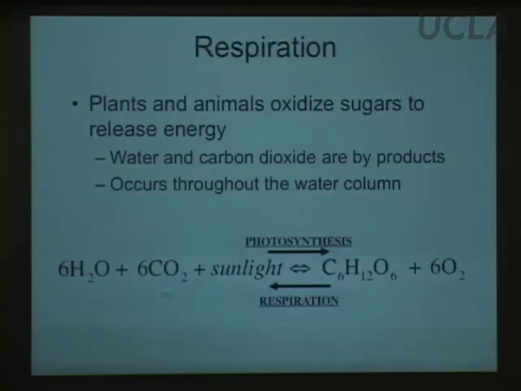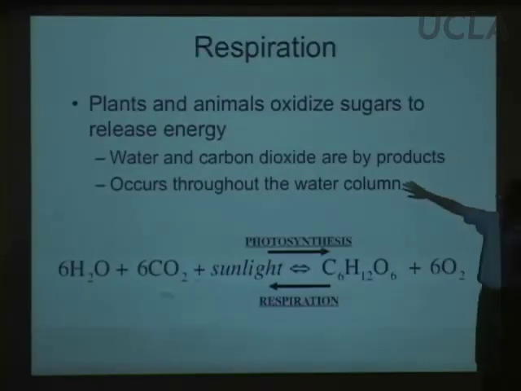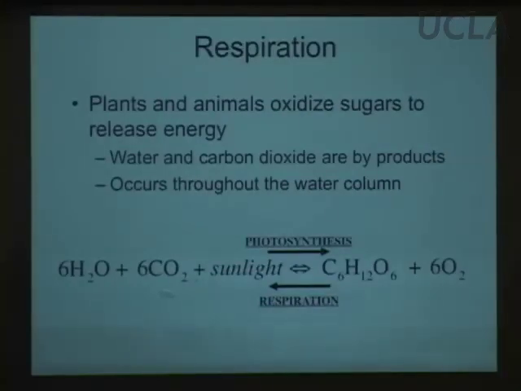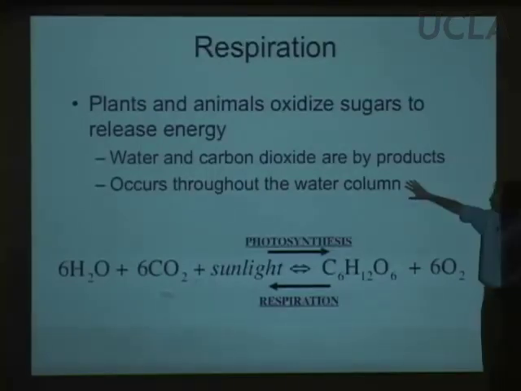So respiring organisms, the animals, and in the case of the ocean, things we call zooplankton, essentially gather sugars, gather stored chemical energy from their environment, and they burn it using oxygen to release the energy for their own purposes. Okay? Creating water and carbon dioxide. And of course, as long as we have those things available, as long as there's oxygen dissolved in the seawater, and as long as there's organic material that can be had, this process can occur.